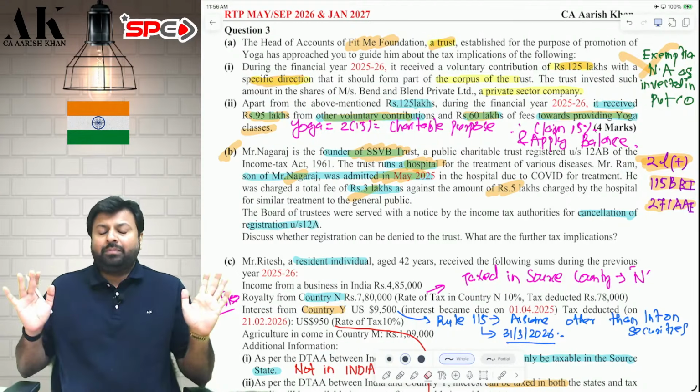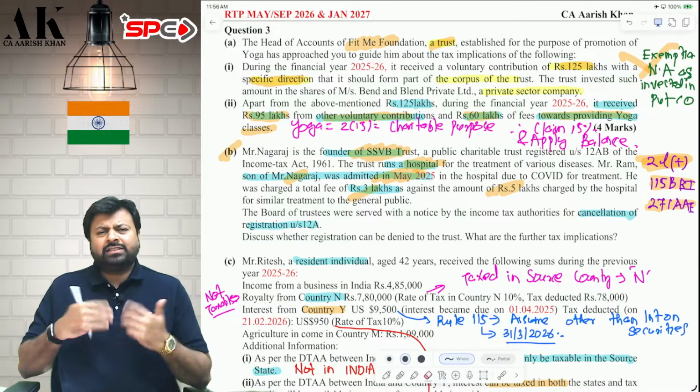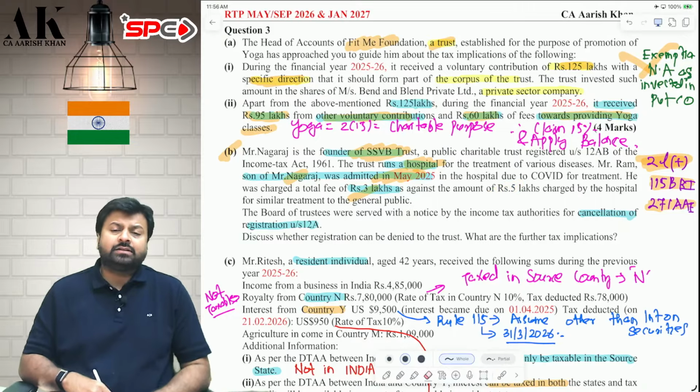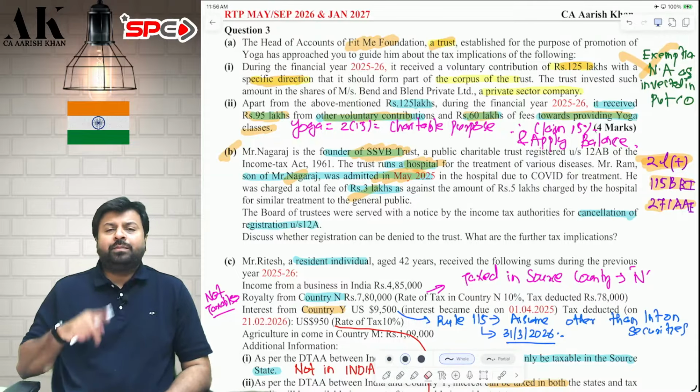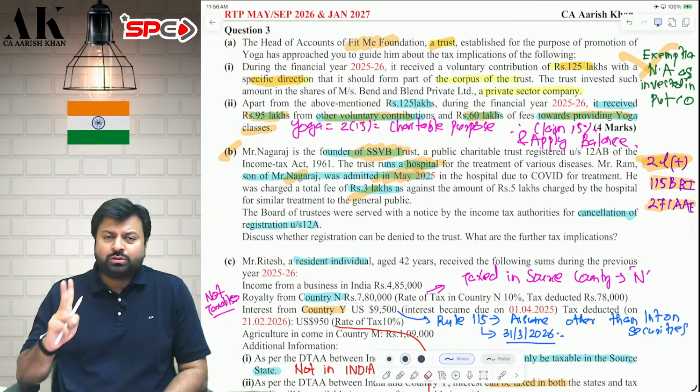So there are a lot of complications. We have seen a similar case, but will the registration be cancelled? No, registration will not be cancelled. In such a case, you have to bear 115 BBI. In such a case, you have to bear 271 AAE.